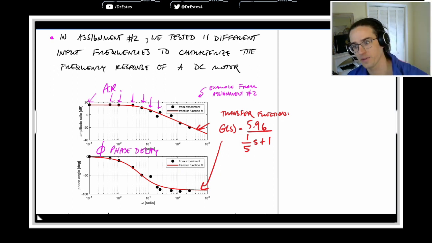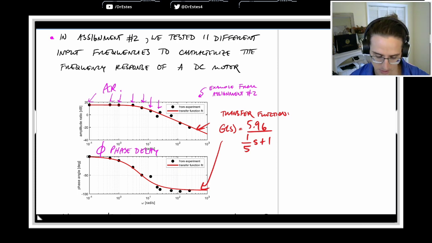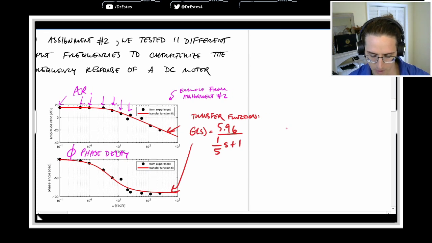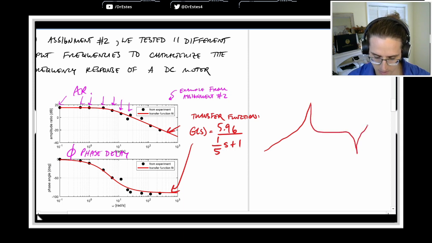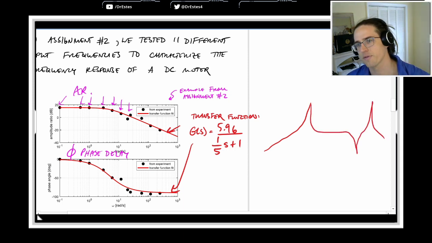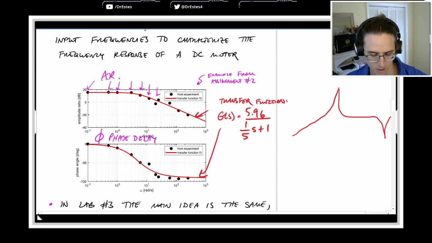You're going to find for the flexible beam, there's a very different shape. I'm trying to remember right now, but it looks like the amplitude ratio goes up, and then it comes down, and then it goes down, and then it goes up again. So it has a very different shape, but it can be fit very nicely by different transfer functions. Okay.